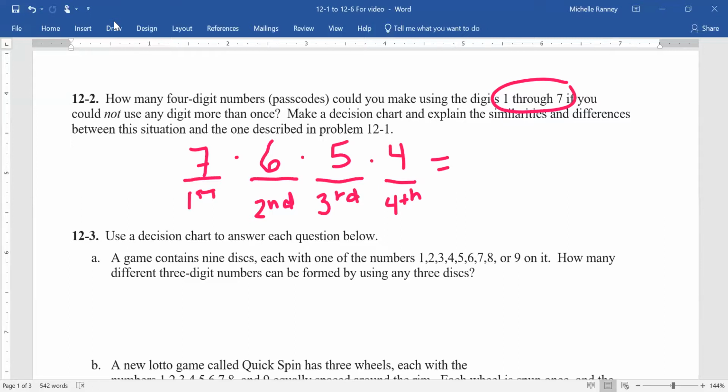So again, each time I used a number, I could not use it again. So I was decreasing the amount each time. So I'm going to take 7 times 6 times 5 times 4. And when I work that out, I end up with 840 as my answer.